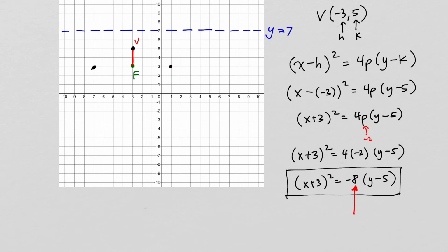Okay, so that's a little trick for getting a couple of points on your parabola quickly and easily and without having to do any computations. So again, the distance straight across here through the focus from one side of the parabola to the other is 8 units, and that comes from this number right here. And this is always true about parabolas.